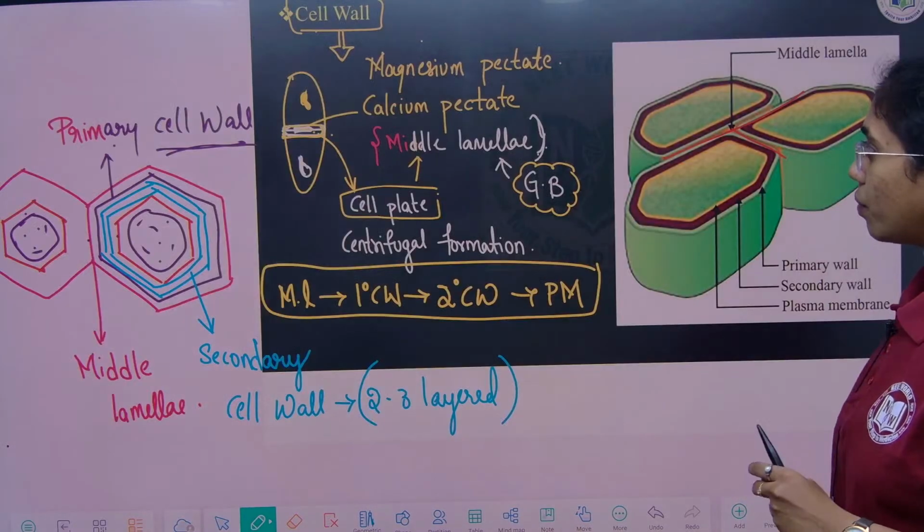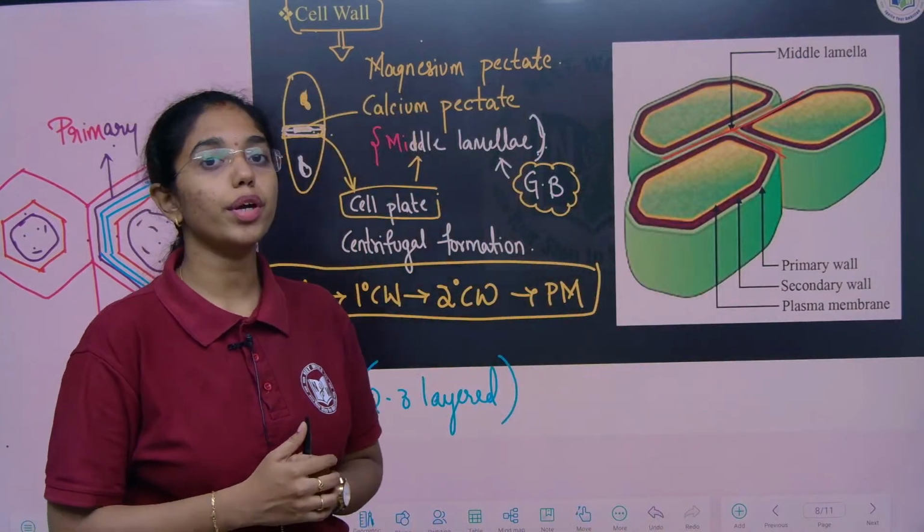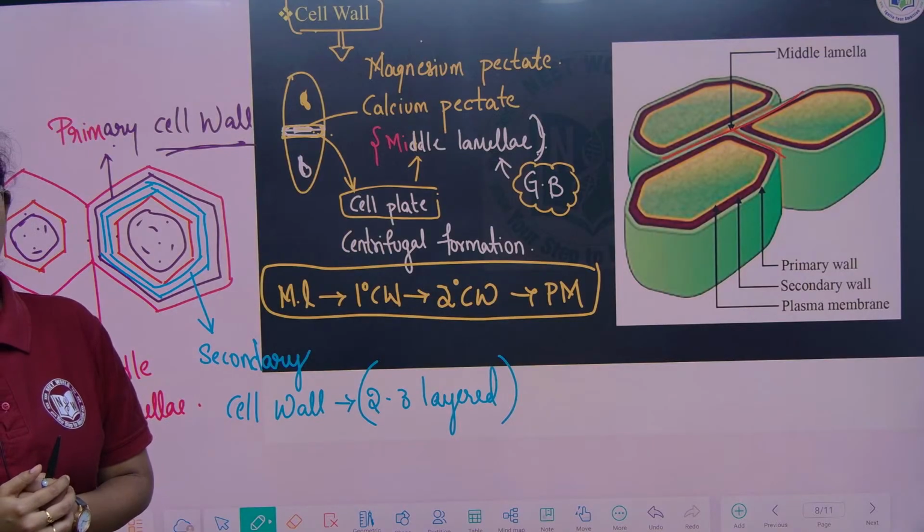Fine, right. So, with this we are done with the cell wall of a plant cell. In our next class, we will look into the cell membrane in detail, and then we will also look into cell cycle and cell division.